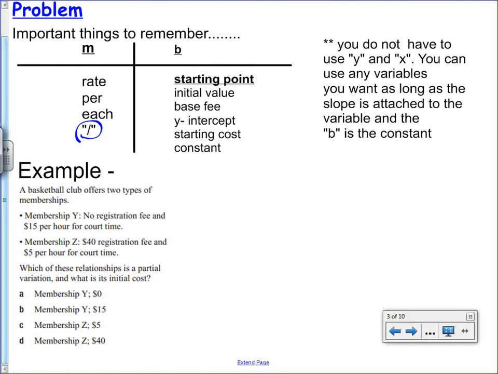Okay, so I have an example here. A basketball club offers two types of membership. Membership Y, no registration fee, and $15 per hour for court time. Justin, what would I write for an equation for this? Pardon? Why don't you have a B? Yeah. So here it says $15 per hour, so I know that's talking about my slope. So I have here y equals 15x. What about for membership Z, a $40 registration fee and $5 per hour for court time? What would I write for that equation, Jonathan?